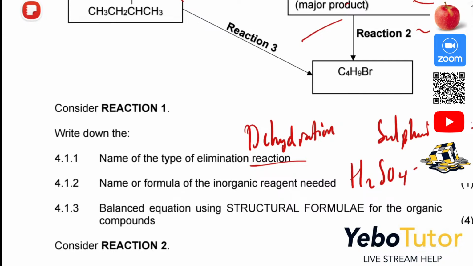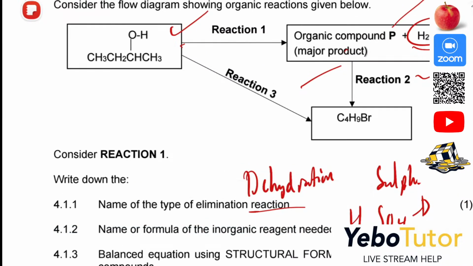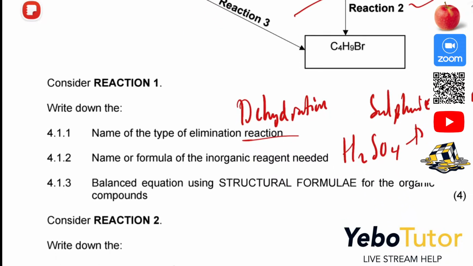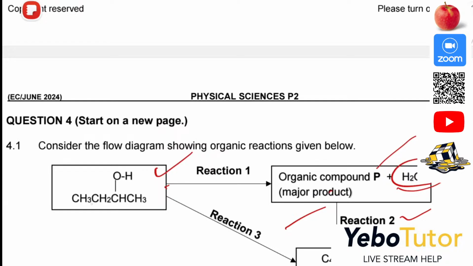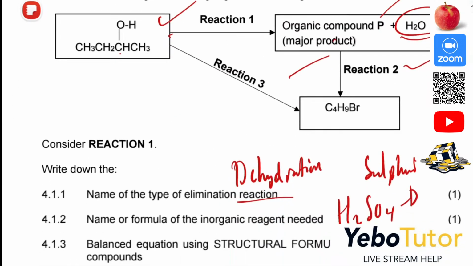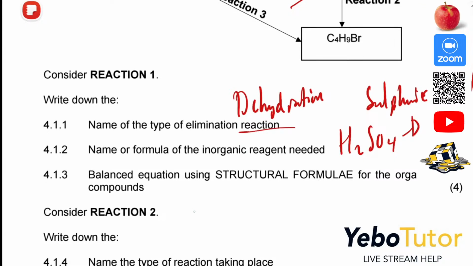Balanced equation using structural formula for the organic compounds. Write down the balanced equation using the structural formula for the organic compounds. That's not bad, because we are given that, so we can start with that one, then draw the other one as quickly as possible. How many C's do we have there? We have 1, 2, 3, then the OH is 4, so that will be 1, 2, 3, 4. Then on the third one we had that OH over there.